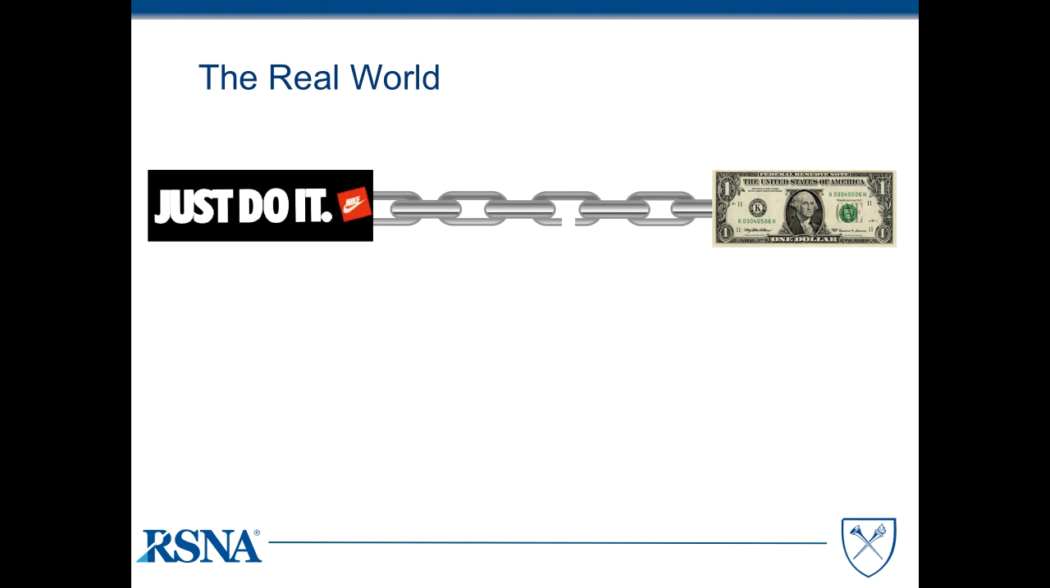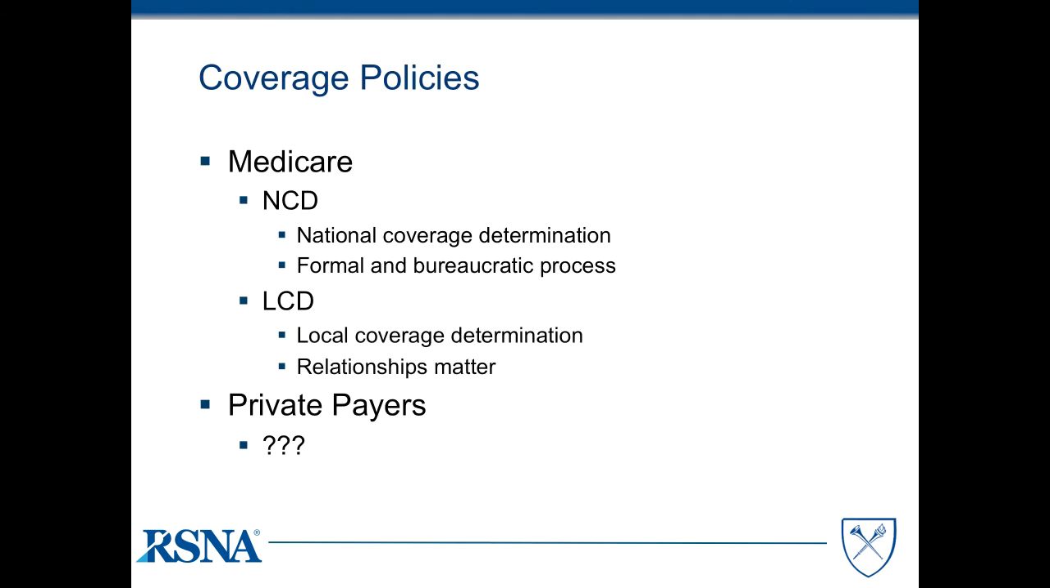Finally, let's get back to the payment chain again and talk about the intersection of CPT codes and ICD codes. We only get paid when these two things overlap. So how does that process happen? Well, payers make up coverage policies, and they all make them up a bit differently. Medicare has two ways of making coverage policies. They can do it at the national level through NCDs, or national coverage determinations. The policies are basically made in Baltimore at CMS headquarters through a formal and bureaucratic process.